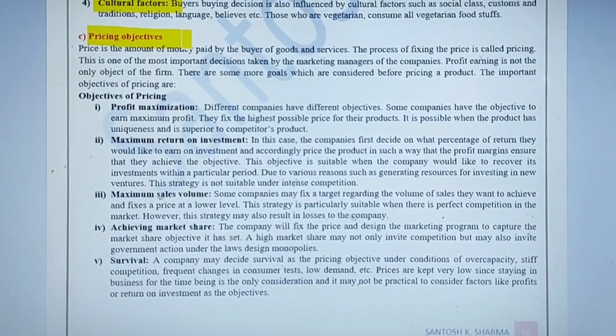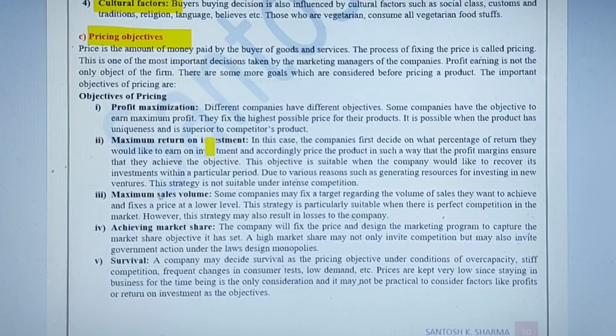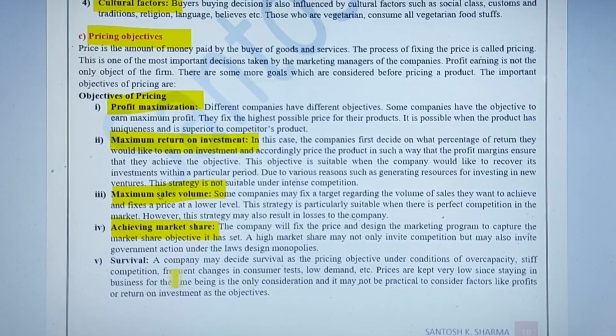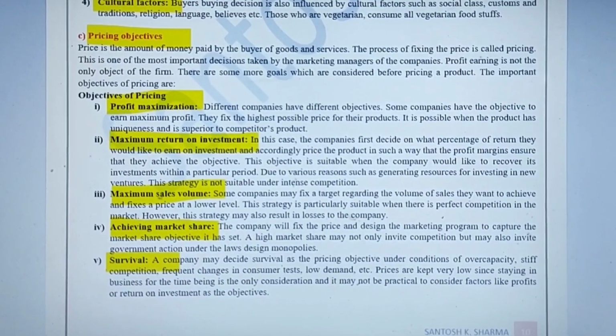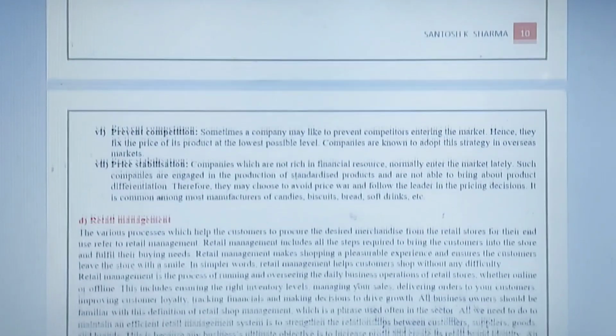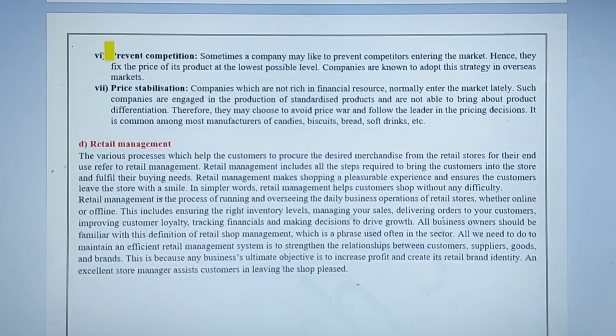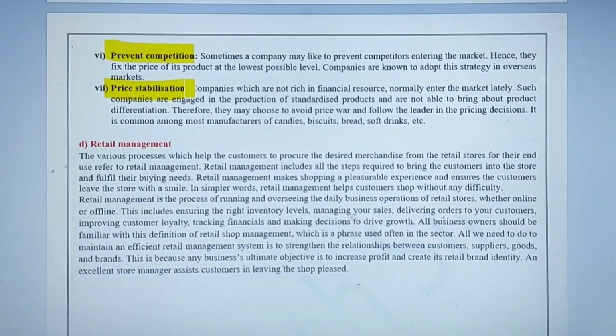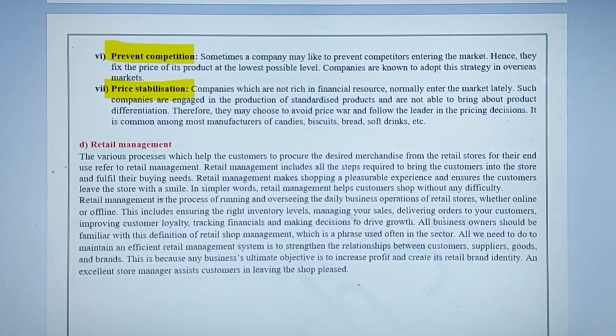Then the next short note is on pricing objectives. What are the pricing objectives of the company? It's a very simple one. Basically, pricing is done to maximize profit, to maximize return on investment, to maximize sales volume, to beat the competitors and achieve a good share of the market, and to survive in the market. So these are different objectives of pricing. To prevent competition, and to stabilize the price. That means the prices of the product and services should not change very frequently.